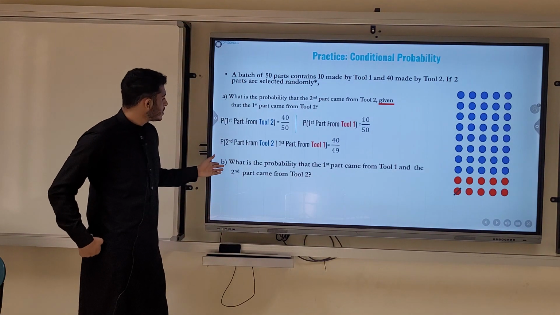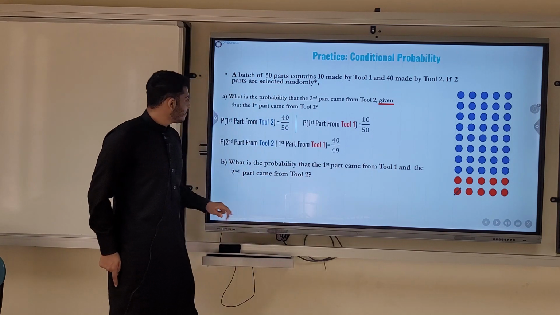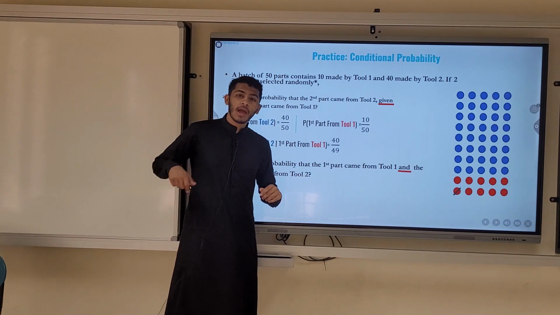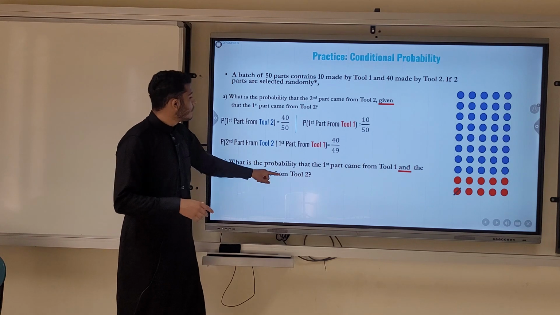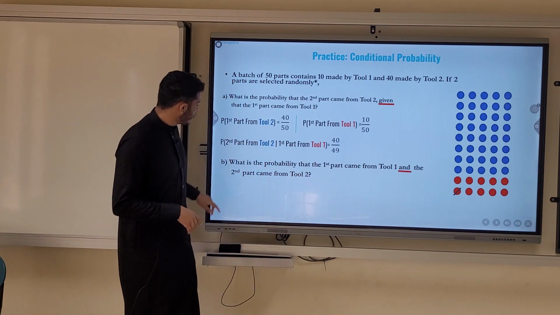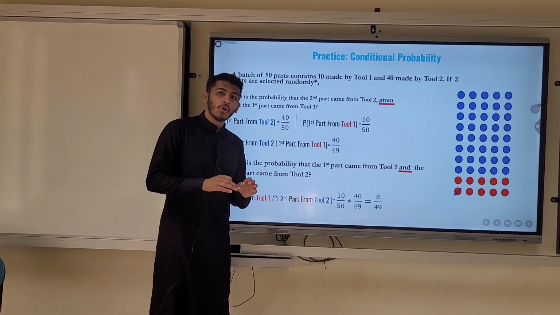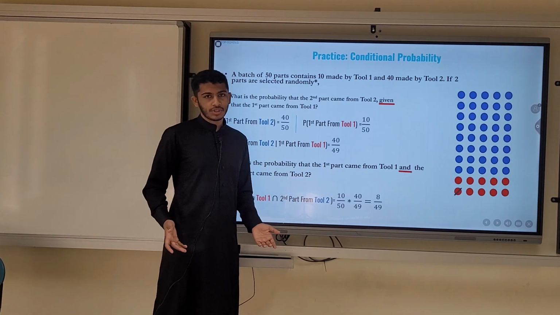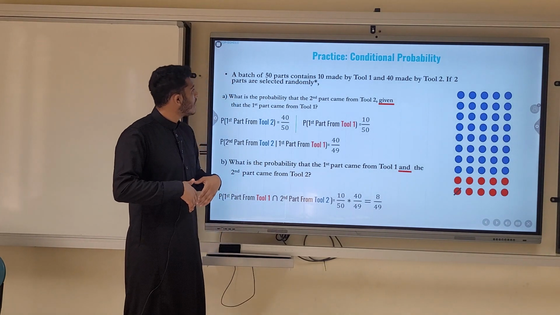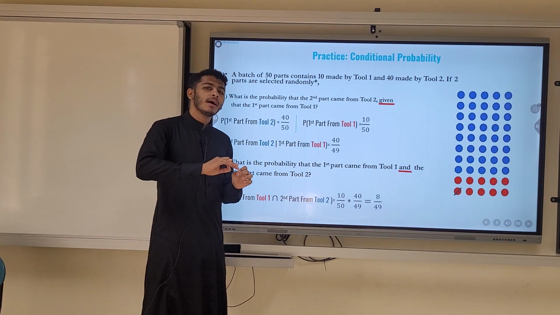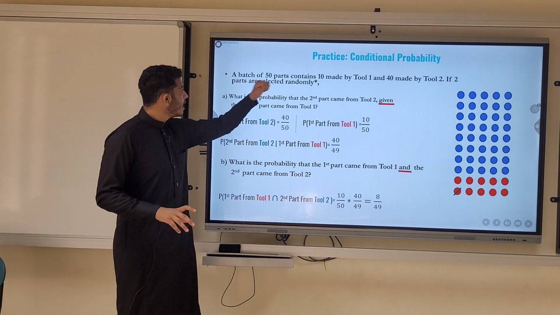The second question states: what is the probability that the first part came from tool 1 and the second part came from tool 2? Here, as we have seen before, "and" means intersection. So we want to find the intersection between the first part coming from tool 1 and the second part coming from tool 2. If we want to find the intersection of events that are independent of each other, which we are assuming here, we're going to talk more about independence, but we assume we have independent events unless we are told that they are dependent, or we have to find the dependency for them. However, we assume that these are independent.